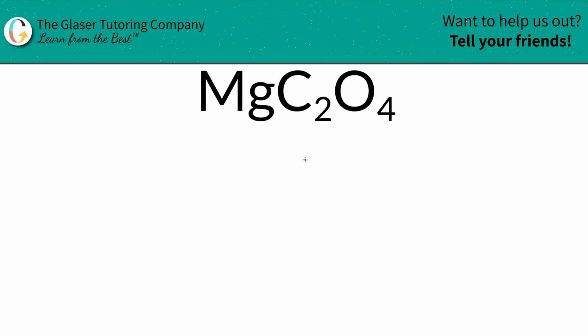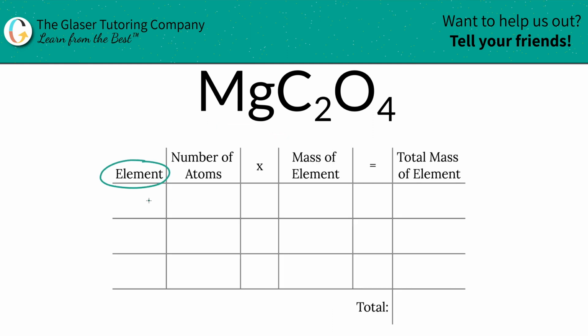So how do we find the percent compositions of magnesium, carbon, and oxygen in magnesium oxalate? Well, my friend, you've come to the right place. First, we're going to find the total mass, then we're going to find those percentages. I have a nice little table to help us out. So the first thing we're going to do is write down the elements we see.